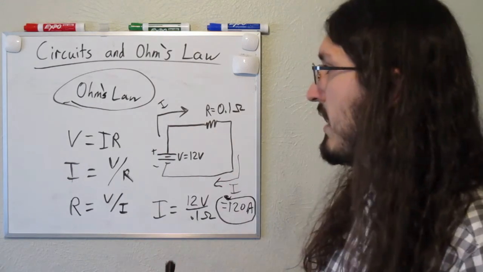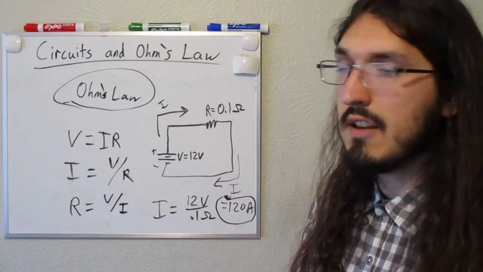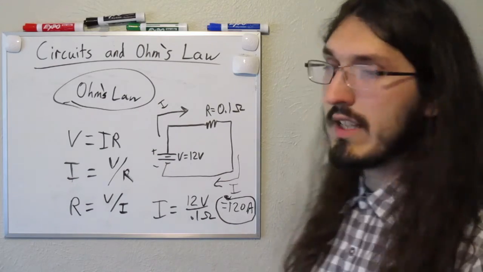So that's one example of how you're going to be able to use Ohm's Law to solve for a missing variable in a circuit. That's going to be all for today's video, guys.